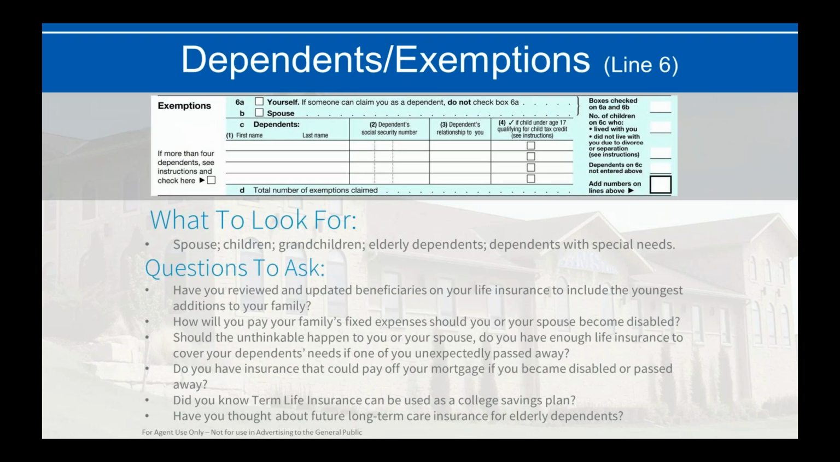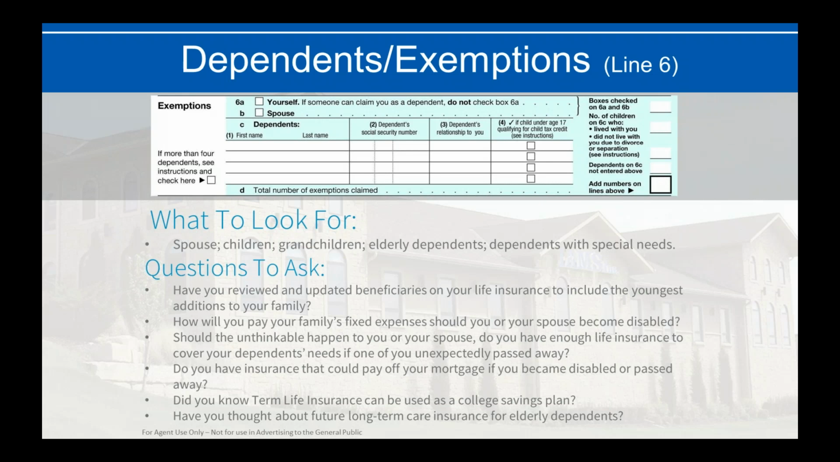Okay, then moving on, another section of the 1040 would be dependents. What you can look for here is a spouse, children, or someone with special needs. Some questions that could come from this would be, should something happen to you or your spouse, do you have enough life insurance to cover your dependents' needs? I think that's an ever-ending question that needs to be asked to our clients: when's the last time that you reviewed that, or when's the last time we reviewed that, and do you feel that you're properly covered?